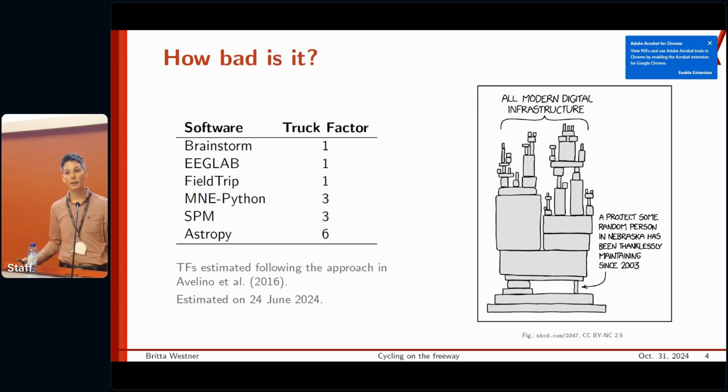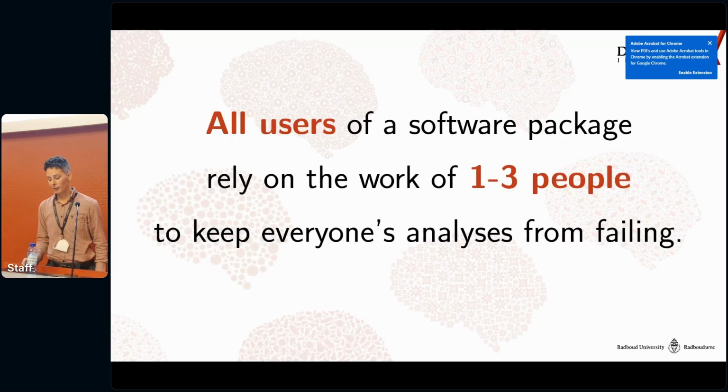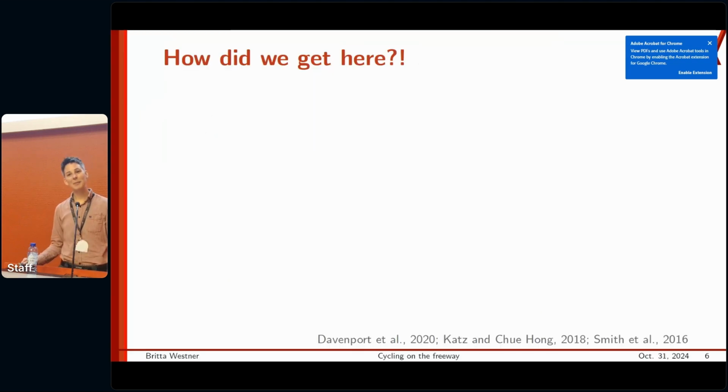Comic by XKCD. It's on open source in general, but the same principle holds. All modern neuroscience infrastructure relies on this one person at the University of Washington that, well, not effortlessly, but thanklessly keeps your analyses from failing. So I really want to drive this home. All users of a software package in our field rely on the work of 1 to 3 people to keep everyone's analyses from failing.